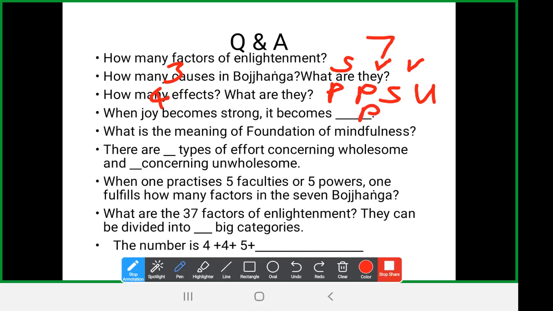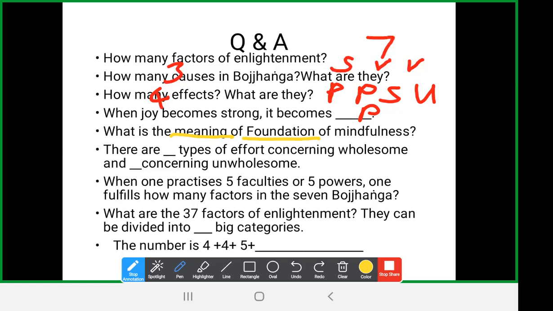So what's the meaning of foundation? This is a tricky one. What's the meaning of foundation of mindfulness? It might not have been covered just now. The four Satipatthana, the four foundations of mindfulness. But what's the meaning of the word here? It is the basis of mindfulness. The pillars. Okay, basis.